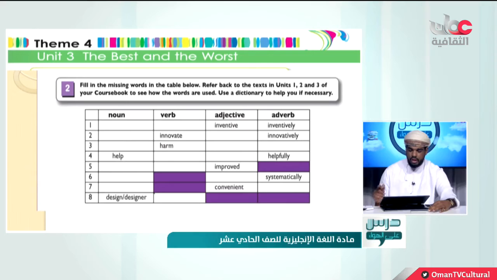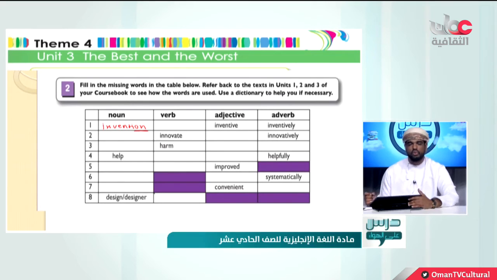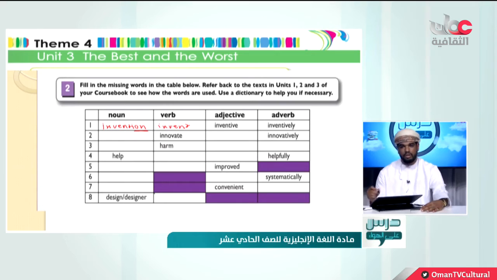So, for example, we have here inventive as an adjective. Okay, and how do we make it a noun? We will write invention, and you know this suffix is always related to nouns. Okay, what about the verb? I will write invent. This is the verb. So I have invention, invent, inventive, inventively. As the adverb, I just add ly to the word.